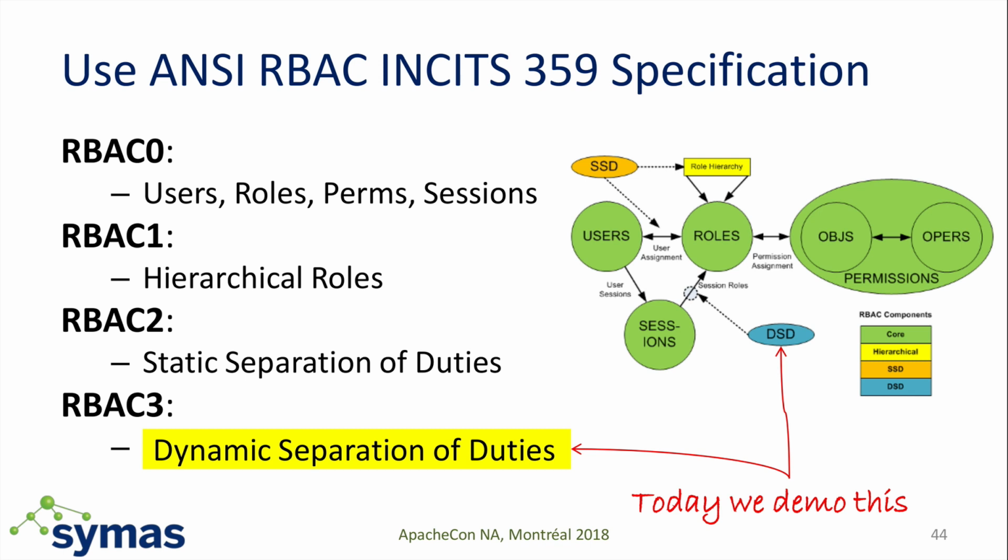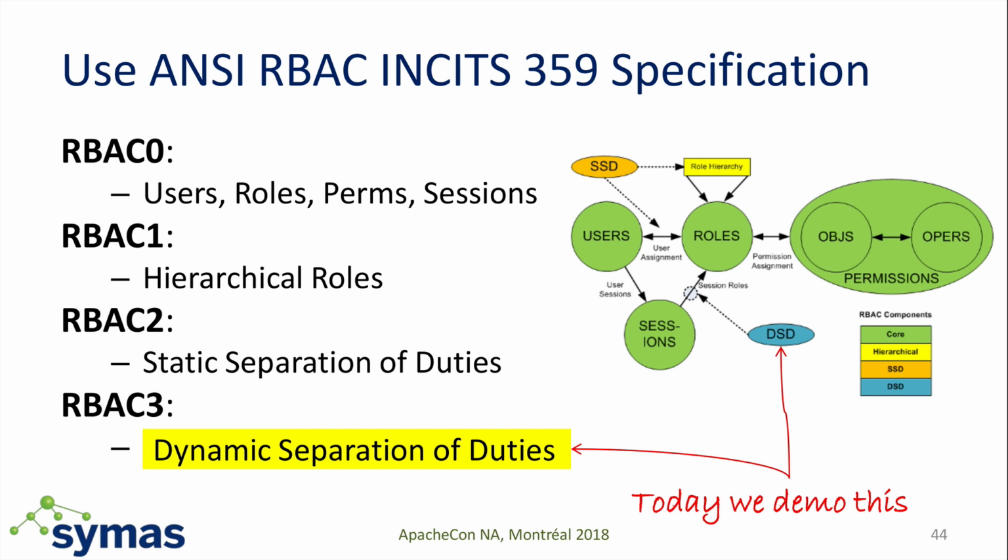And so we have some higher order things too, because it sets up some higher order functions. For example, hierarchical roles are inheritance relationships between roles, which is a way of simplifying the role engineering process. You've got static separation of duties, which is mutual exclusion constraints between assigned roles. Perhaps you have a couple roles that have a toxic combination.